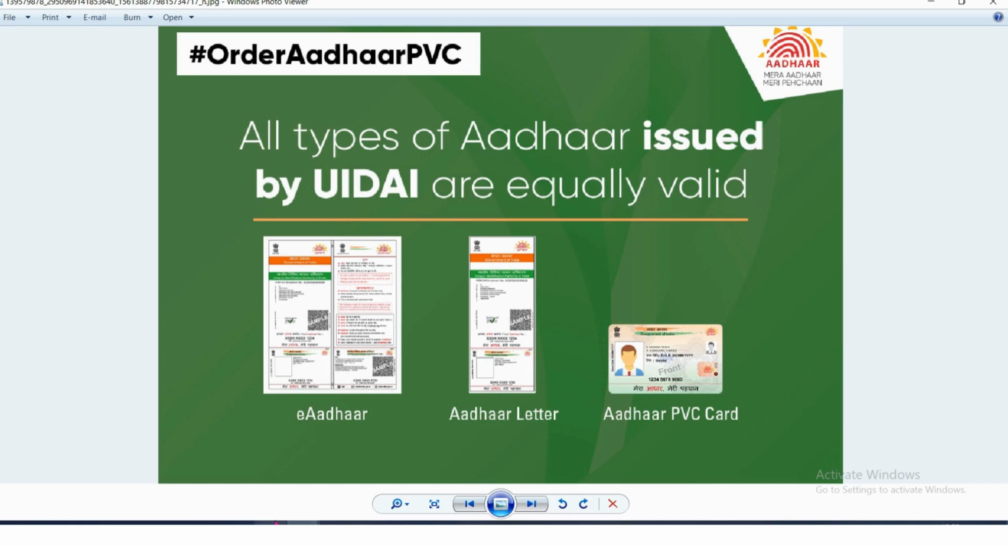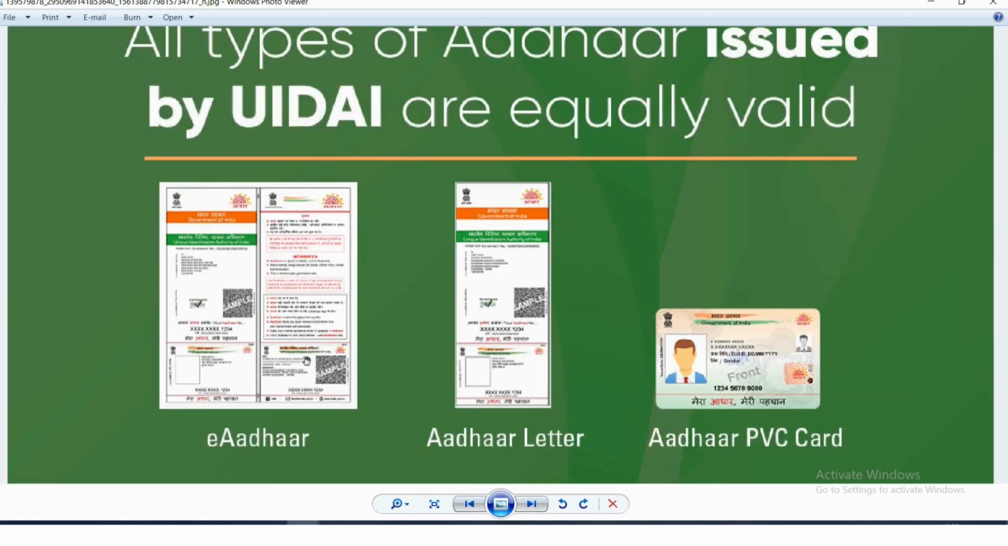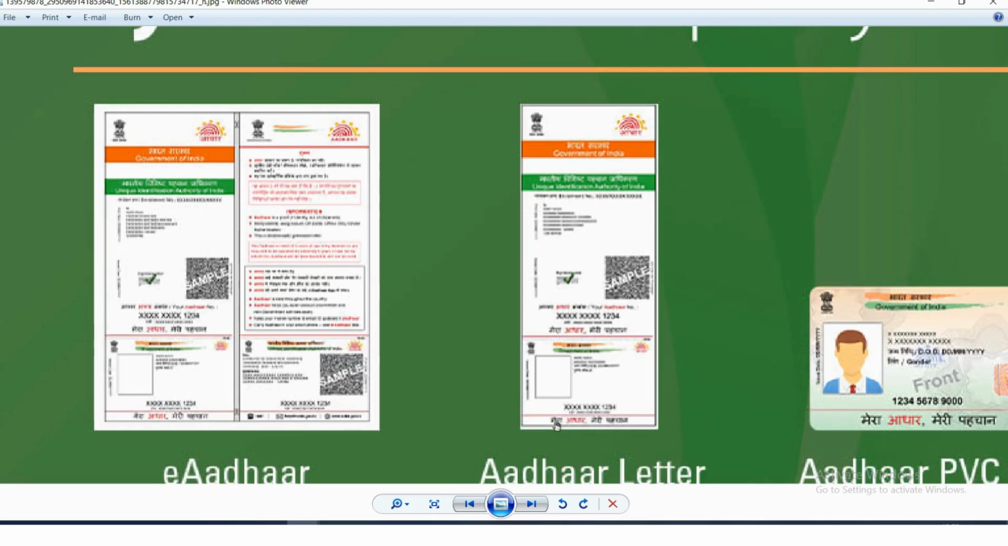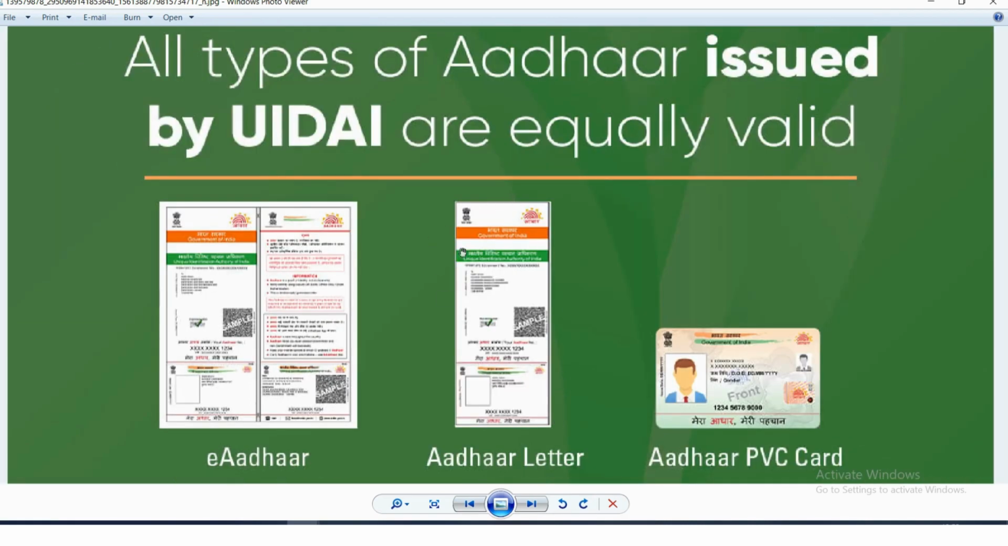Okay, so this is e-Aadhaar, which you can download from your My Aadhaar, which is also digitally signed. If I zoom in, you can see it is digitally signed. This is your Aadhaar letter. Earlier, if you ordered your Aadhaar, we used to get it like this. Now this is the modern one, the Aadhaar PVC card. If you order now, you will get this PVC Aadhaar card.